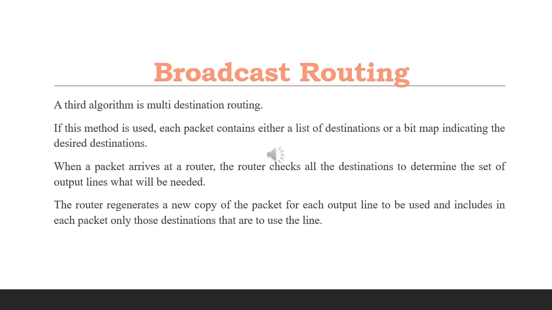A third algorithm is multi-destination routing. If this method is used, each packet contains either a list of destinations or a bitmap indicating the desired destinations. When a packet arrives at a router, the router checks all the destinations to determine the set of output lines that will be needed. The router generates a new copy of the packet for each output line to be used and includes in each packet only those destinations that are to use the line.